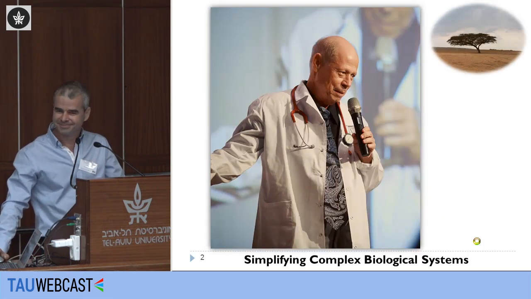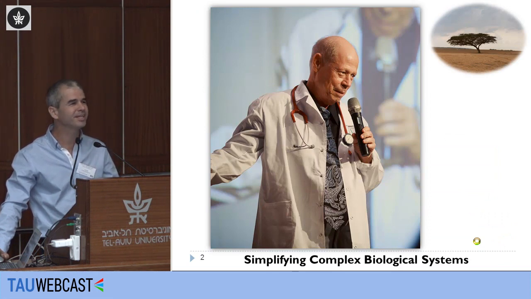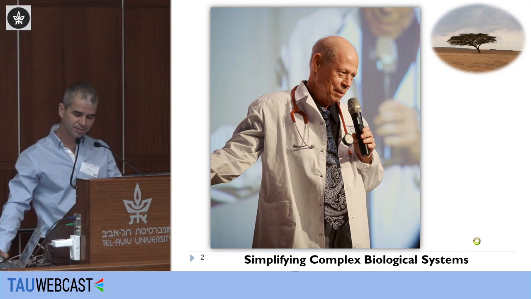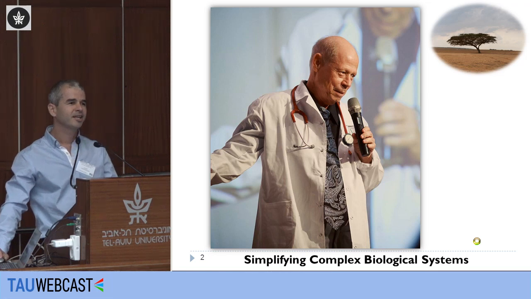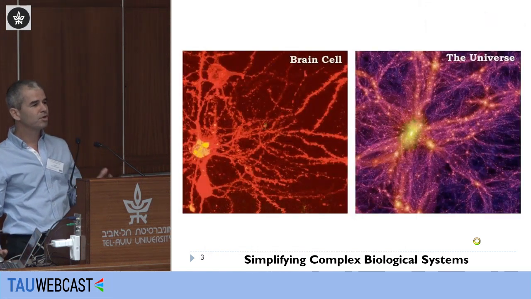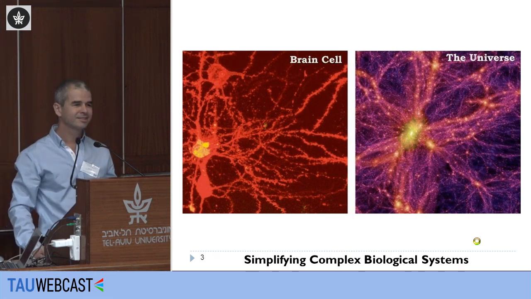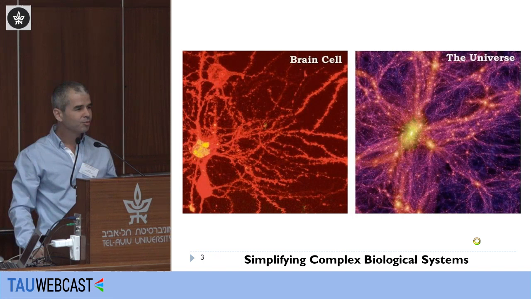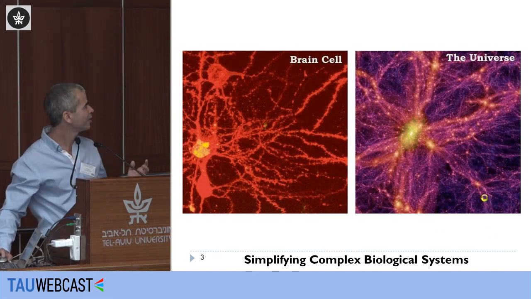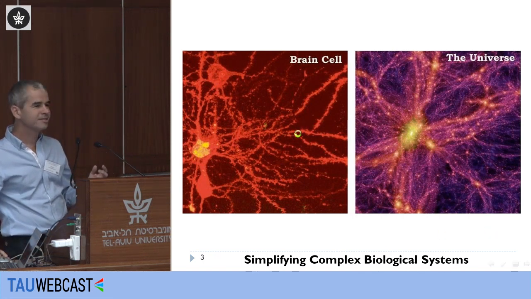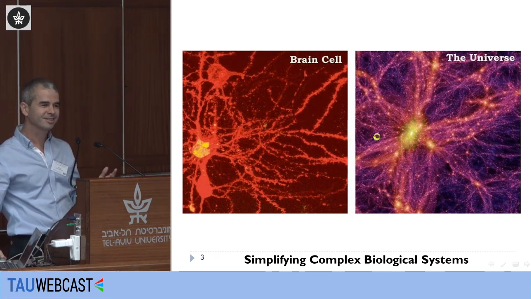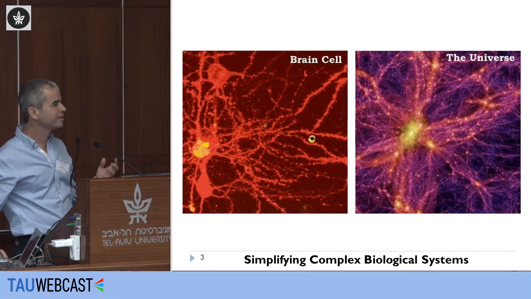This is a mentor. And if we are speaking in this conference, the topic of this conference is simplifying complex biological systems. And if you are thinking about the most complex system that we have in our body, it is the brain. And if we want to understand how complex it is, you can look over here and see this is a brain cell, and this is the universe.